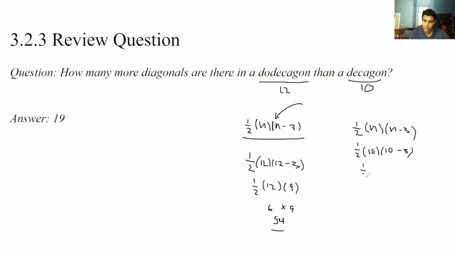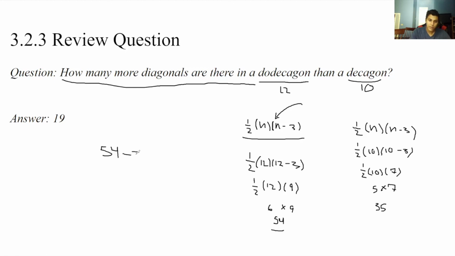So I'll write that out, 1/2 times 10 times 7, because 10 minus 3 is 7. And then 1/2 times 10 is 5, and then 5 times 7 gets me 35. And from here on out, it's just simple subtraction, because it says how many more diagonals are there in a dodecagon. Therefore, I need to find the difference between these two. So if I subtract 35 from 54, then that gives me 19. There are 19 more diagonals in a dodecagon than a decagon.